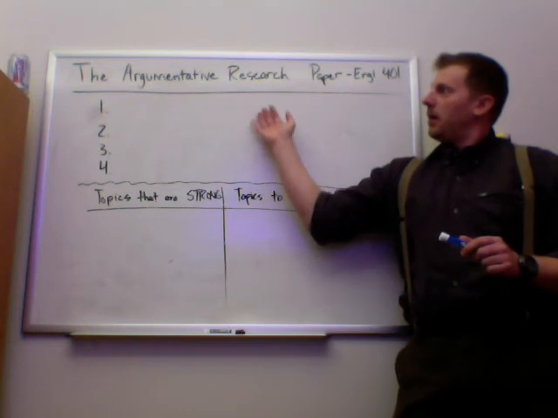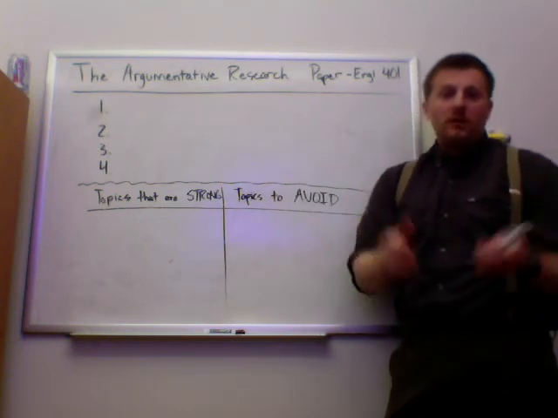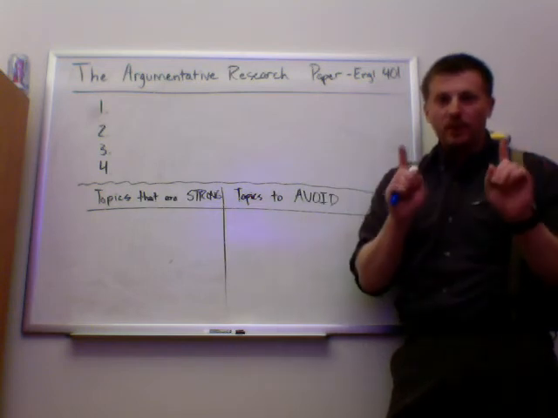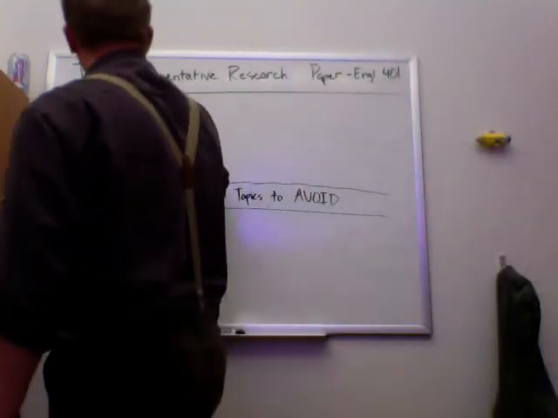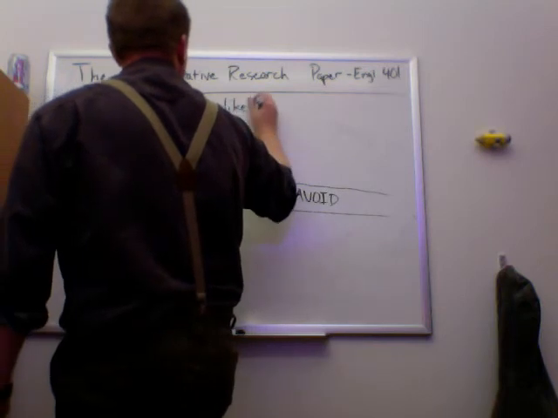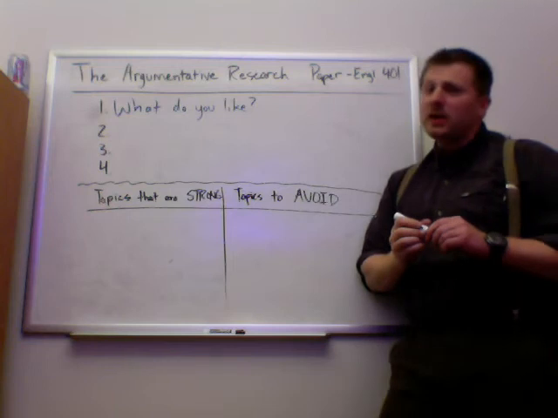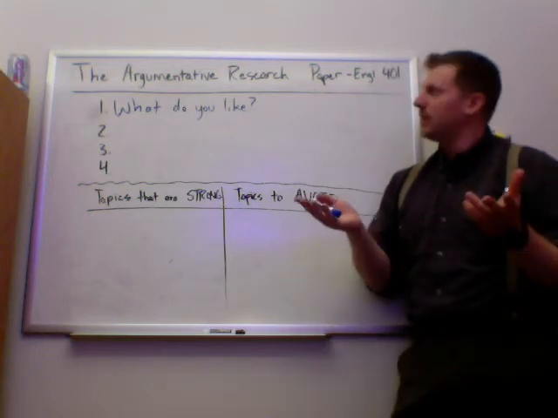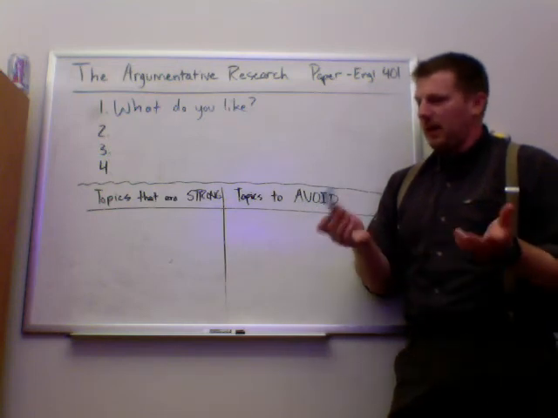So when you're thinking about your topic for your argumentative research paper, this is like the other papers you've done for our class. I'm going to let you choose anything that you want, but there are four important questions I want you to consider. First, what do you like? You're going to be researching this for the next couple of weeks. You're going to become kind of an expert in this subject, and you need to pick something that you like, or something that you maybe want to learn more about.